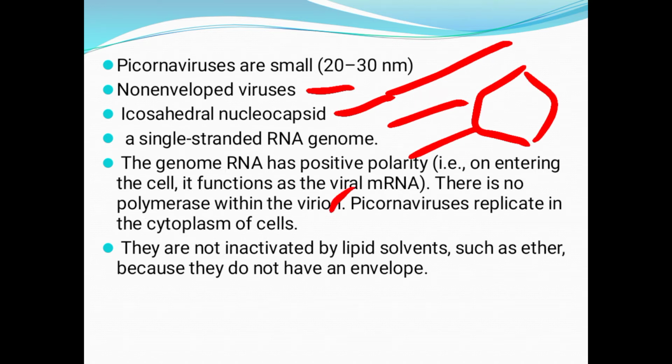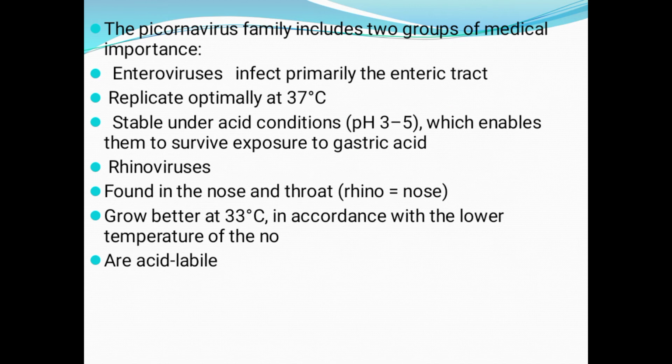Now, the most important property: Picornaviruses are RNA viruses, but they replicate in the cytoplasm of the cells. They do not replicate in the nucleus of the cells. They are not inactivated by lipid solvents. Why? Because they do not have any envelope. So they are resistant to ether. Why? Because they do not have an envelope, and actually the envelope has lipid. So they are not inactivated by ether.